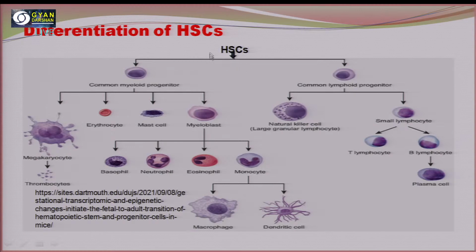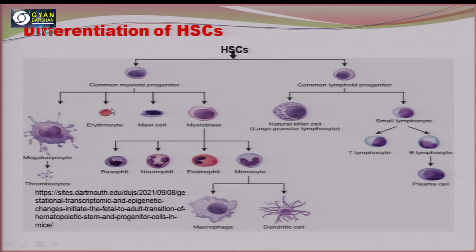Here are the hematopoietic stem cells. They have the capability to renew; there is a very good self-renewal mechanism involved with the HSCs. Here are the common myeloid progenitor cells. They can change into different lineages, like megakaryocytes, which convert into thrombocytes. Platelets ultimately take the role of clotting of the blood.